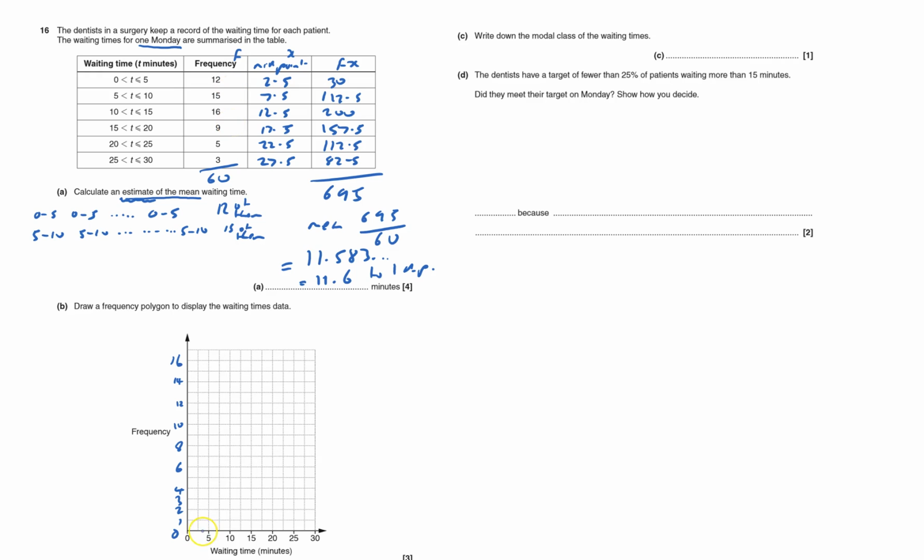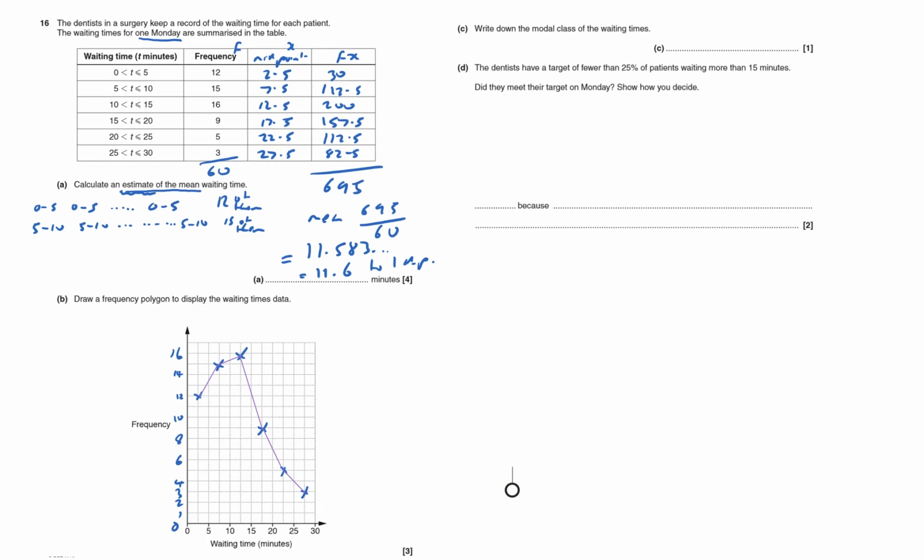So 12 would be in between 0 to 5, so I'm going to put a cross at 12 where the top of that bar would be. Then 15 for the bar between 5 and 10. And the next one, 10 to 15, is 16. And the next one's 9. And the next one's 5, between 20 and 25. And finally 3, between 25 and 30. But that's just a series of points. I need to make a frequency polygon, so I need to draw the straight lines between these, and that will then give me my bit for that, which is good.